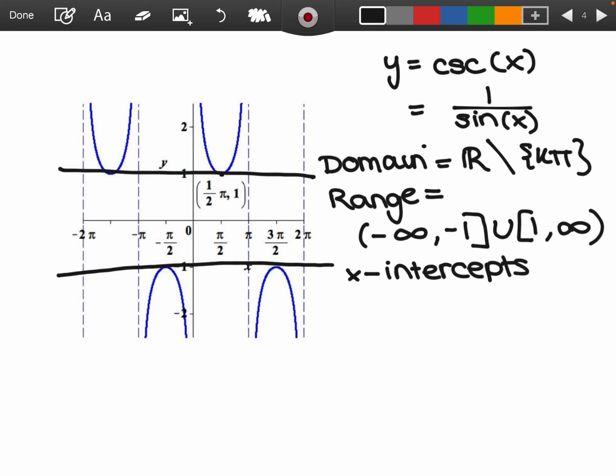For our x and y intercepts for this graph, they actually don't exist. We don't have any x or y intercepts.